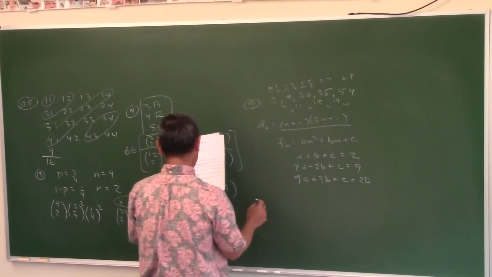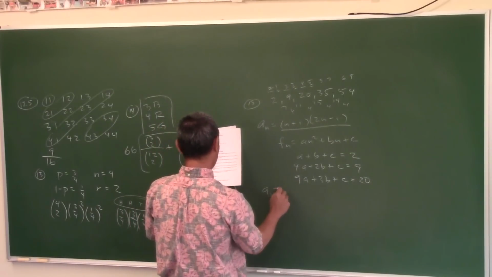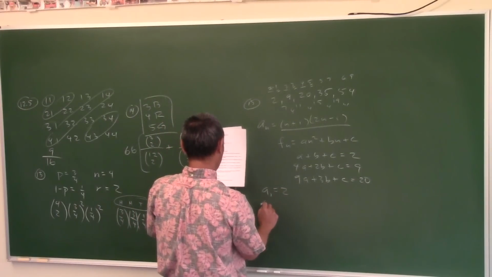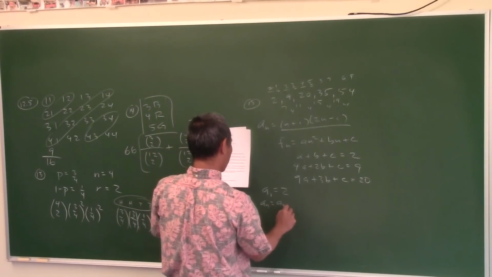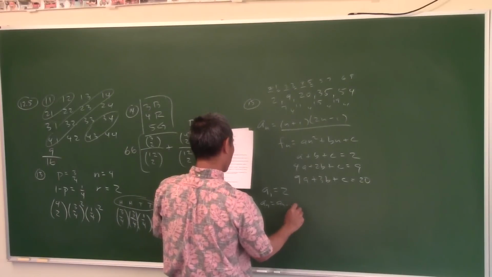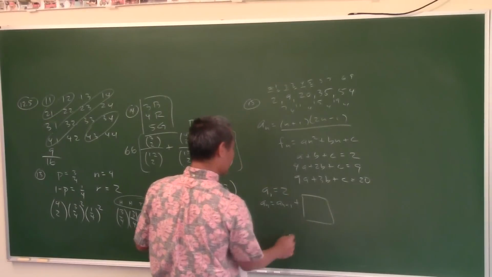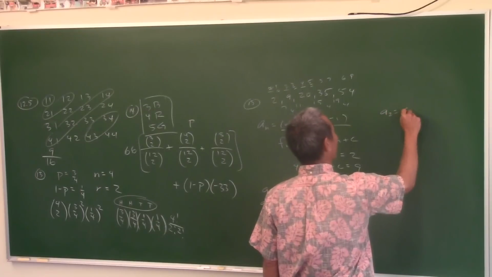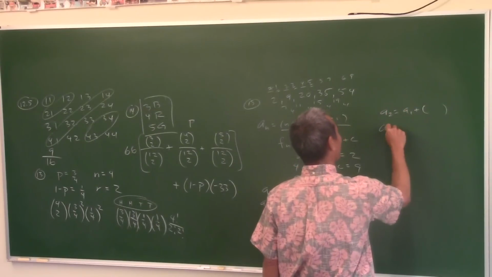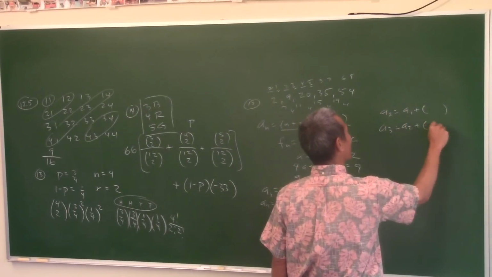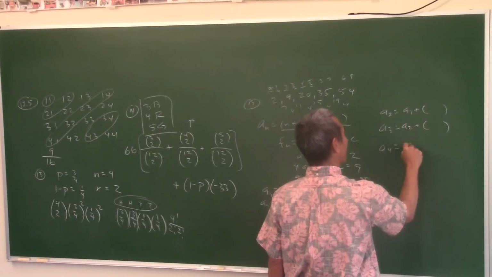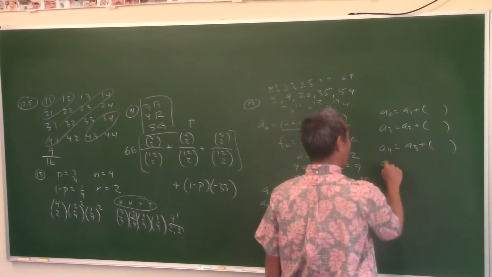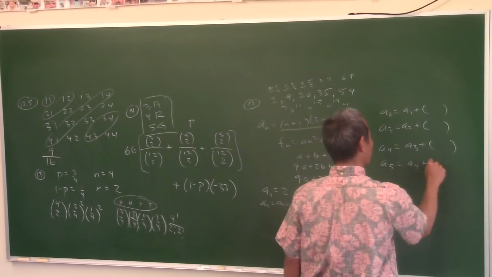Complete the recursive formula. Okay, so here's the recursive formula. A1 is 2, an equals an minus 1 plus box. So like I told you when we did this, a2 equals a1 plus what? A3 equals A2 plus what? A4 equals A3 plus what? A5 equals A4 plus what?